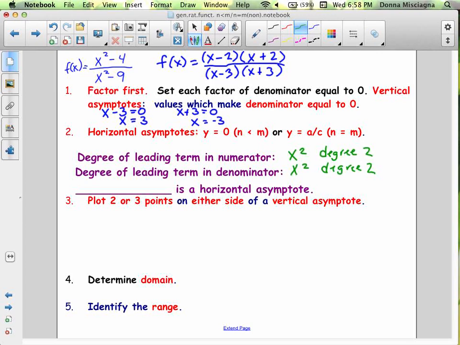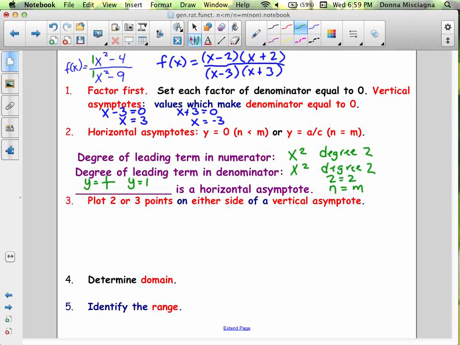So now, well, 2 equals 2. So the degree of the numerator equals the degree of the denominator. If the degree of the numerator and denominator are the same, it's going to be the ratio of the coefficients. If there's no coefficient, it's understood to be 1. So the horizontal asymptote is going to be y equals 1 divided by 1, which is just y equals 1. That's the horizontal asymptote. So we found the vertical asymptote. We found the horizontal asymptote.